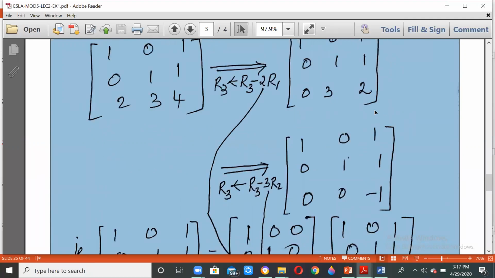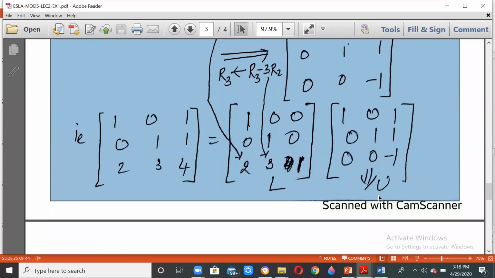Now next what I need to do is make this 0. To make this 0, again I should multiply this by minus 3 and add it to this row and substitute it in R3 itself. So R3 is R3 minus 3R2. So 0 minus 3 into 0 will be 0 only. 3 minus 3 into 1 will be 0 again. Then 2 minus 3 into 1 will be minus 1.